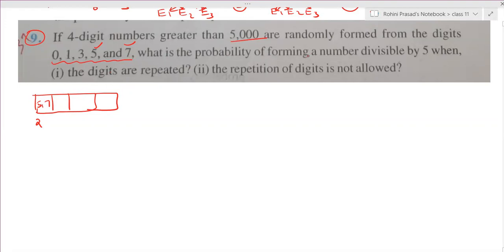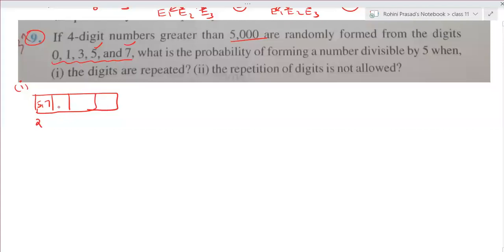So what is the probability that the formed number is divisible by 5 when the digits are repeated and when the repetition of the digits is not allowed? Okay, 2 cases are there. So the first one is digits are repeated. So repetitions are allowed. Since the repetitions are allowed, for the number to be greater than 5,000, the sample space also will come in 2 cases differently. So for the first case sample space, it should be greater than 5,000. So the first place can be filled with 5 or 7 only, not with 1 or 3.